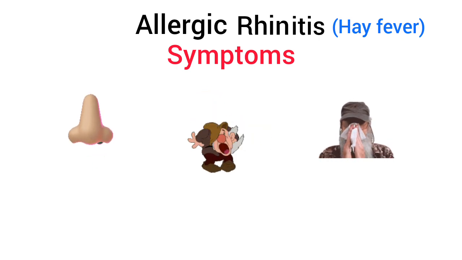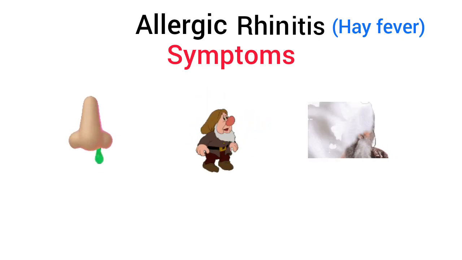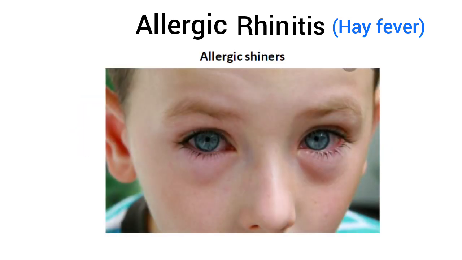Now, sometimes and in chronic conditions, we might see something that is called allergic shiners. Now, what are these allergic shiners? As you might see in this picture, it is the swelling of the conjunctiva with darkness and puffiness of the lower eyelid, reflecting venous pooling of blood in the lid vessels under the eye due to the swelling of the tissue in the nasal cavities.